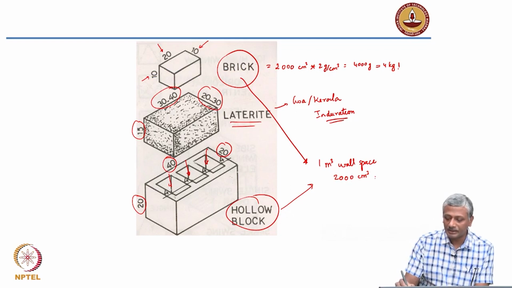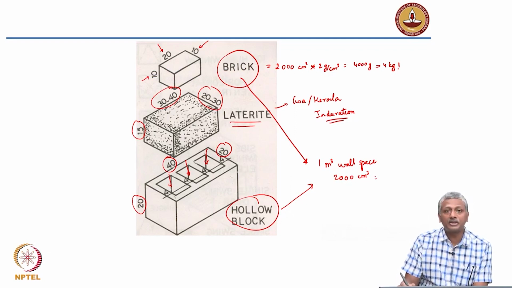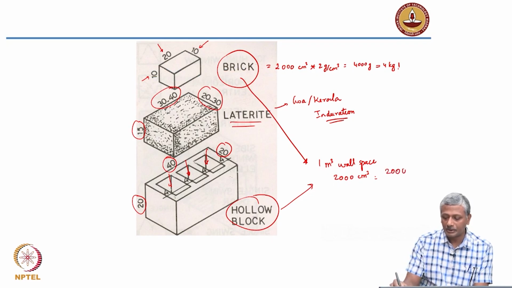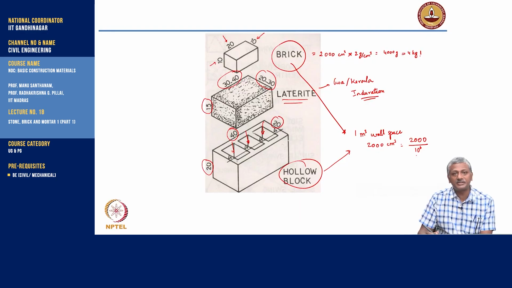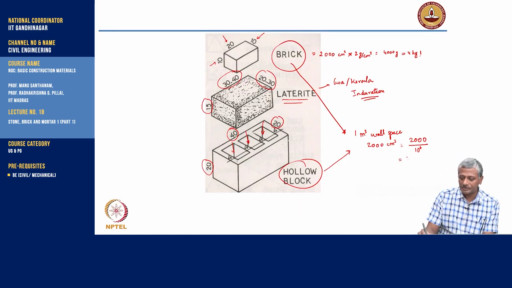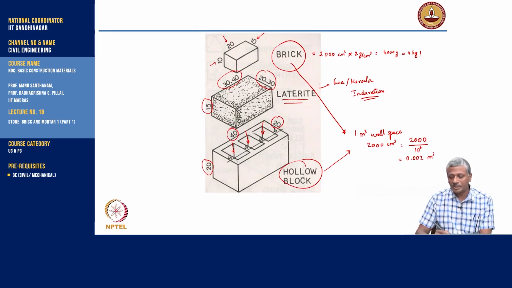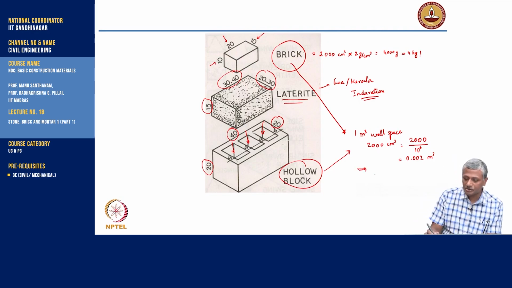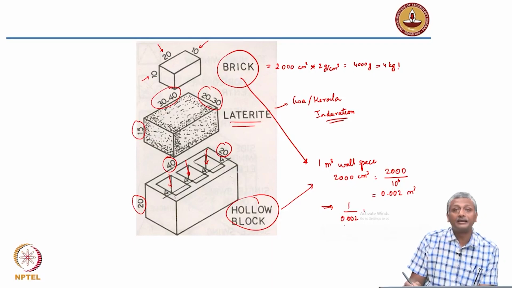So if you convert that to cubic meter, how much will that be? You have 2000, you need to divide it by 10 to the power 6, because each meter is 100 centimeters, right? So if you divide this by 10 to the power 6, you get 0.002 cubic meter. So each brick is 0.002 cubic meter. That means how many bricks do you need? You need 1 divided by 0.002, that is 500 bricks.